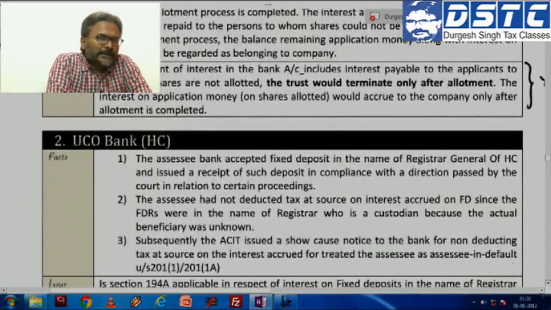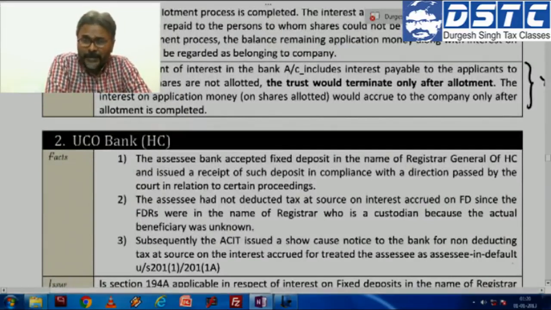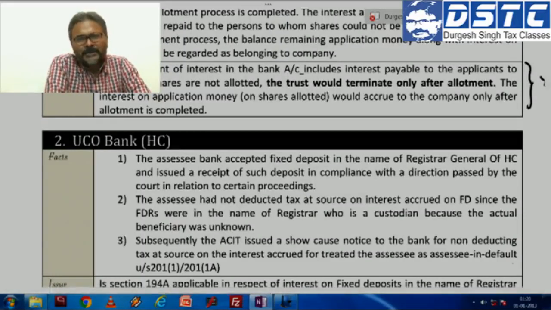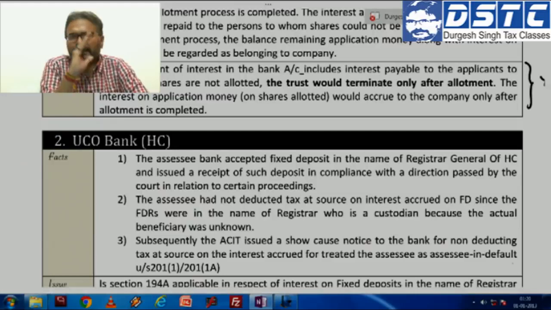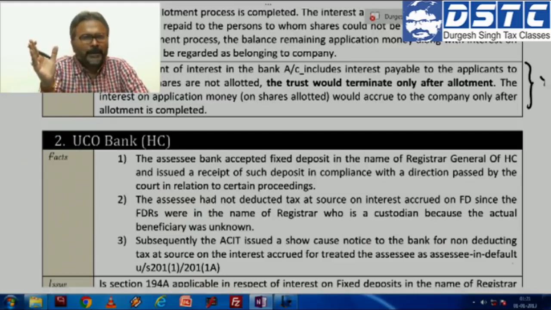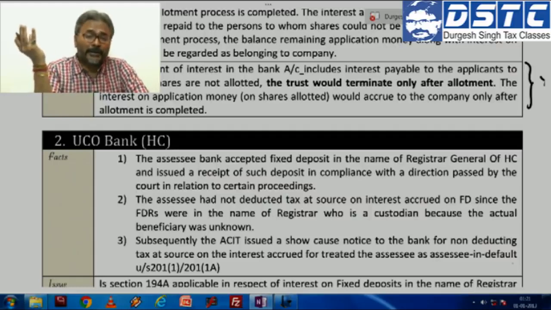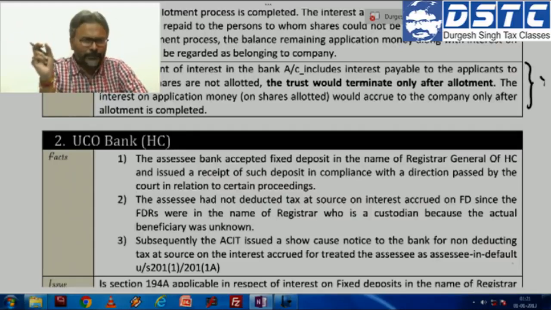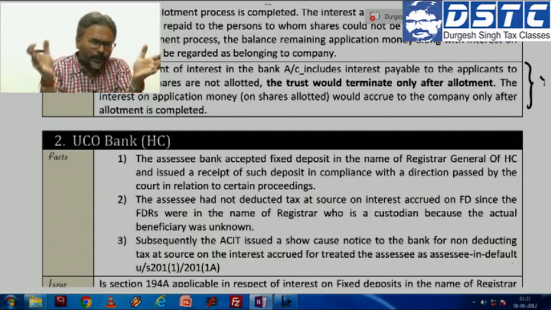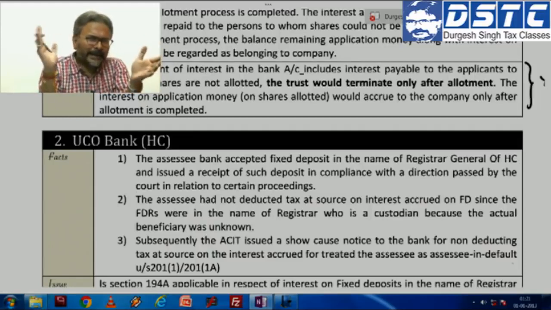UCO Bank. This, students, is in respect of TDS, but the theme, as I was telling you, is the same. Now what exactly is it? Here was a case where a court gave a decision to put the money in a particular account in the name of the Registrar General of the High Court. The case was before the High Court. Some dispute was there between the bank and the assessee.